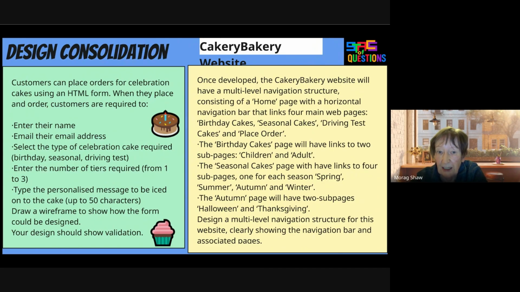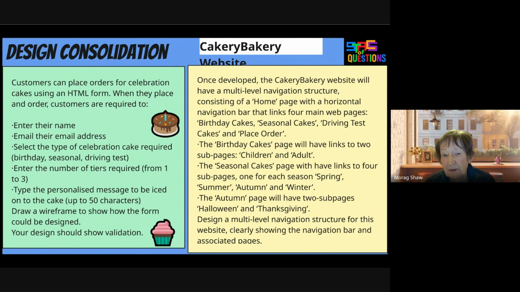And the question is to design a wireframe to show how the form could be designed, and it should show validation. The alternative to that is following on from Cakery Bakery, and they're going to have a multi-level navigational structure, which is a bit of a mouthful, with a home page, a horizontal navigation bar linking 4 main pages: birthday cakes, seasonal cakes, driving test cakes. I was struggling for something, folks, and place order, which of course is where the HTML form would be.